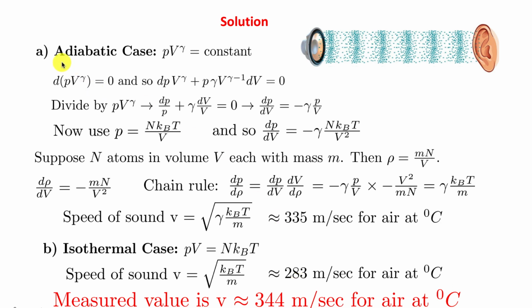If I take the first case, the adiabatic case, and I put in the value of gamma as approximately 1.4, the ratio of the specific heats of air at constant pressure divided by constant volume, which is experimentally found to be 1.4, and in place of m, I put in the mass of a nitrogen molecule, because most of air is nitrogen, then I get that the speed of sound is 335 meters per second, which is not exactly 344, but it's certainly a lot better than 283. And that tells me that sound waves are more adiabatic than isothermal.